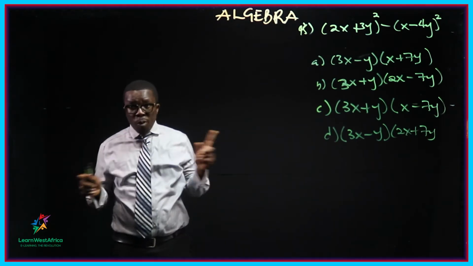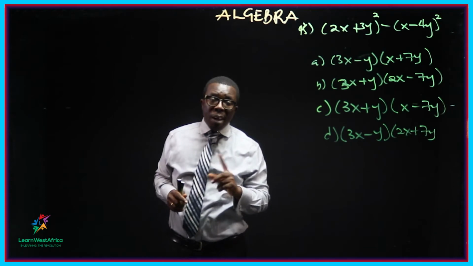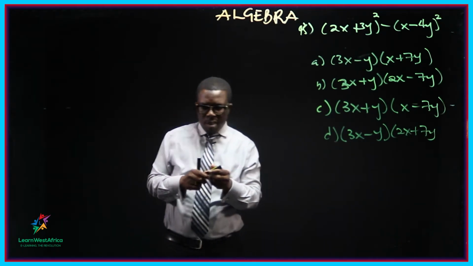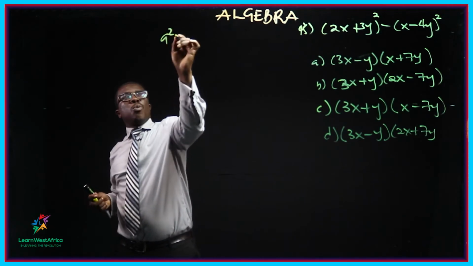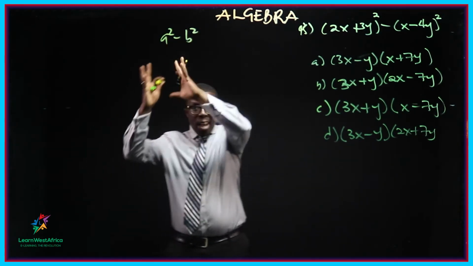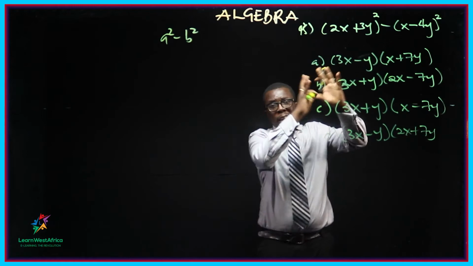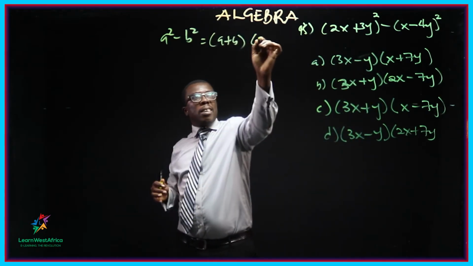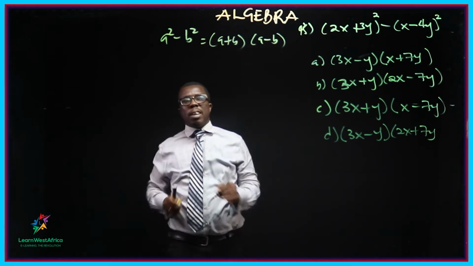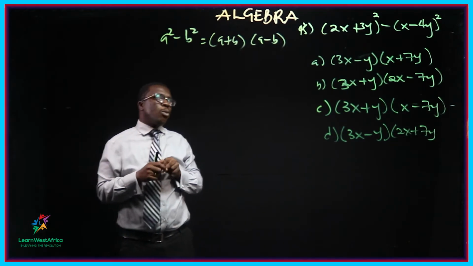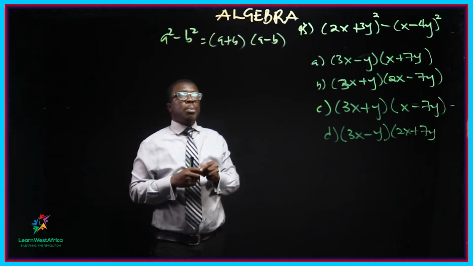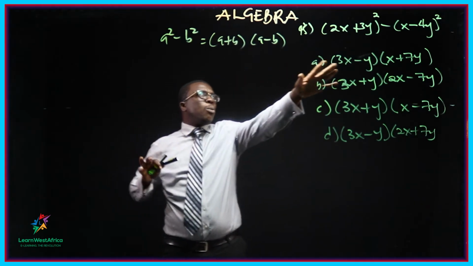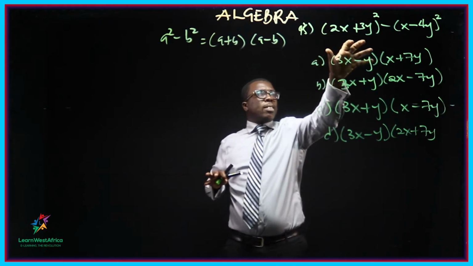Everybody can see a square minus another term squared is a difference of two squares. So a squared minus b squared, the answer is a plus b in one bracket and a minus b in another bracket. Now, here the question is 2x plus 3y all squared.